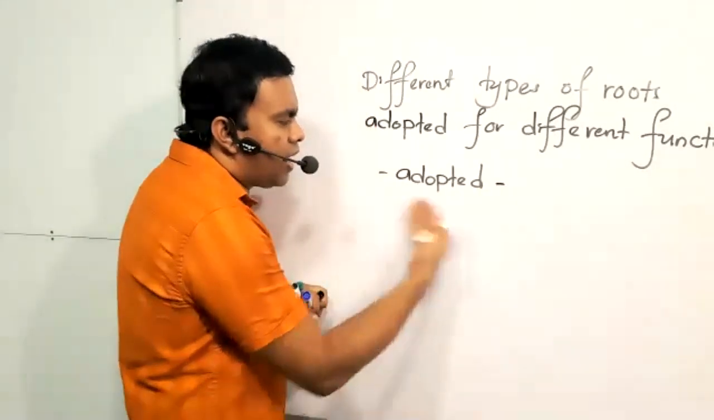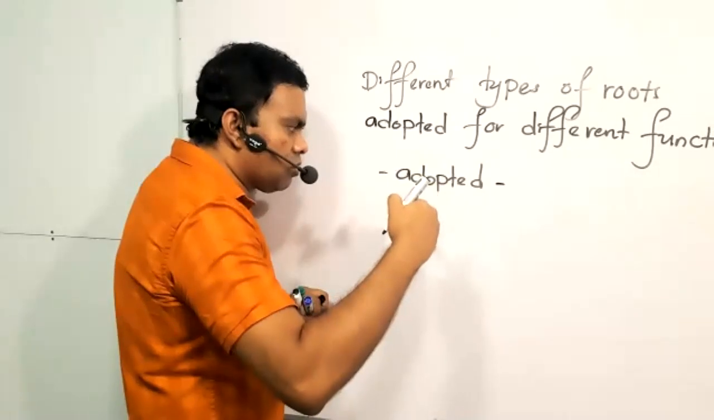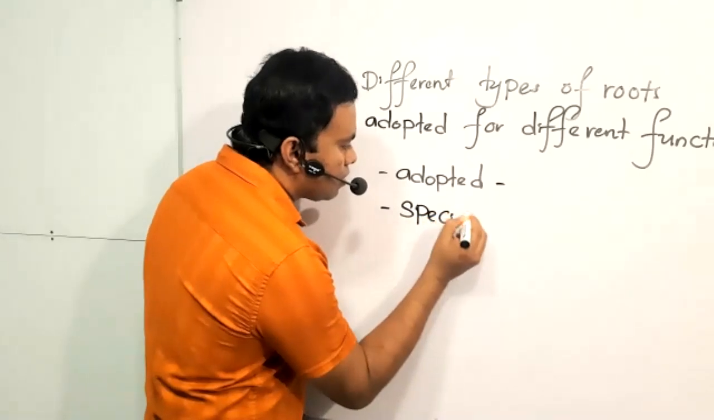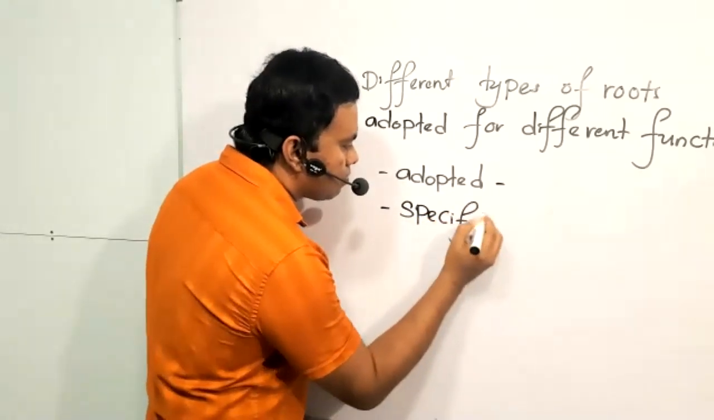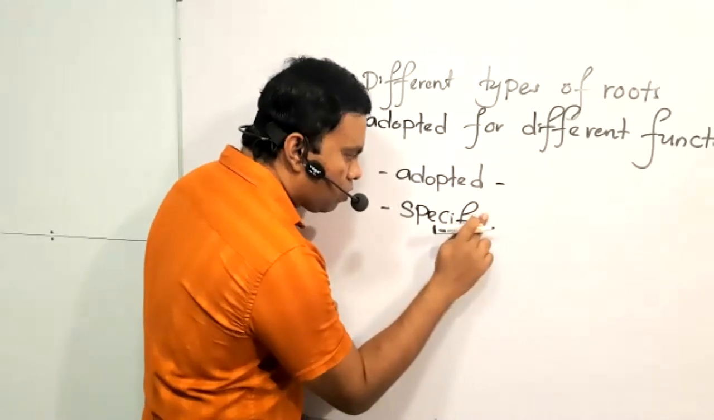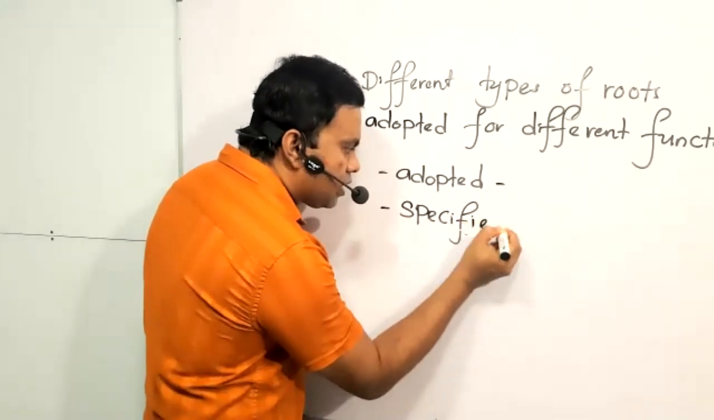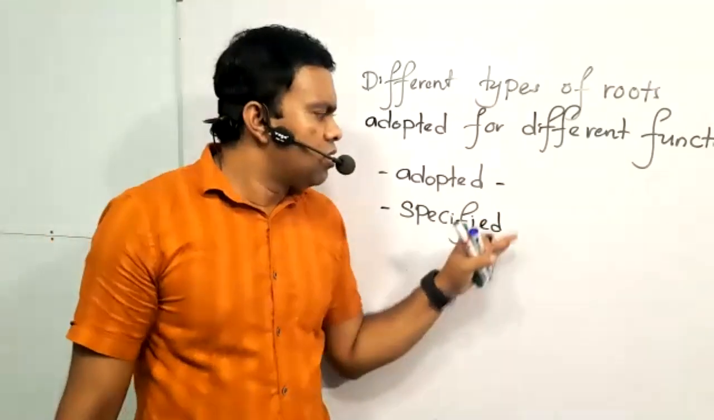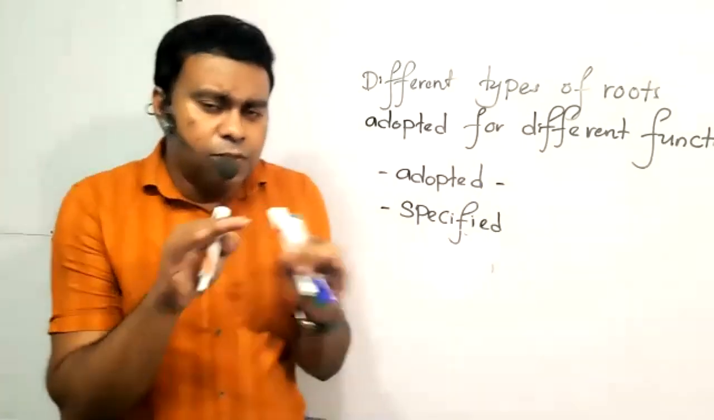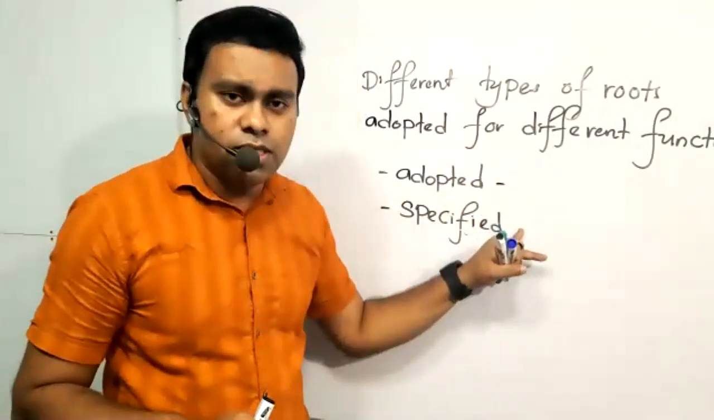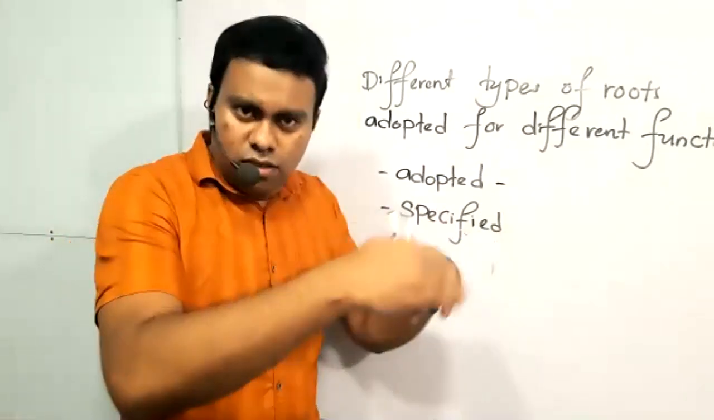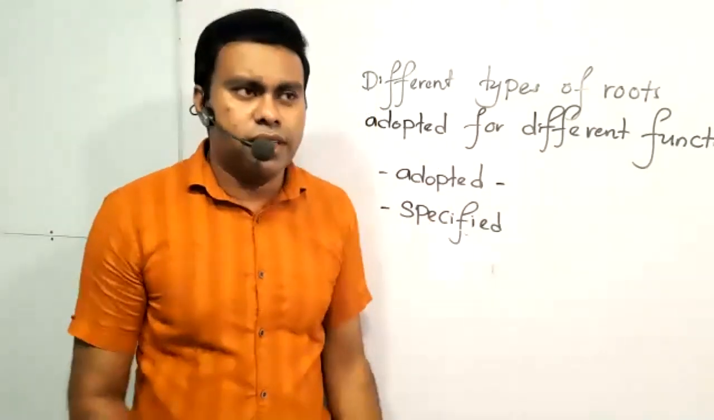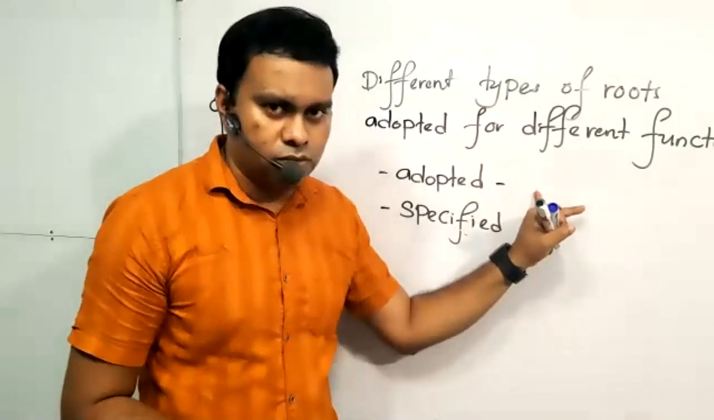Adapted means shaped to fit. So another term is used, specified. Specify, past tense, specified. Adapted or specified, but there are quite different meanings of both terms. Specified means made specific to that. Adapted means shaped to fit.